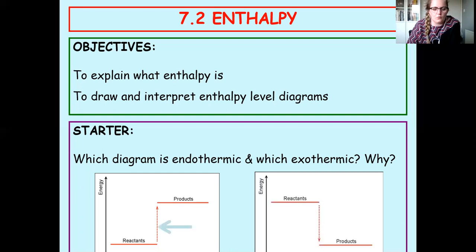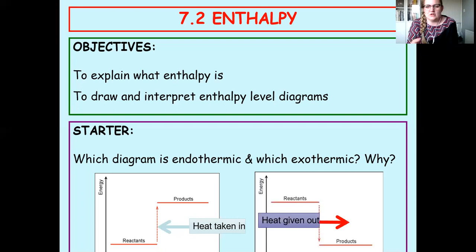So what is happening here is heat is being taken in. As the energy increases in this first diagram, we've got the reactants' energy, and actually the energy is increasing into the products. Heat is being taken in. So if heat is being taken in, we say that is an endothermic reaction. Whereas in the second diagram, our reactants have a higher amount of energy than our products. It shows that heat is being given out. So that means it is an exothermic reaction. That's a bit of a recap from GCSE.